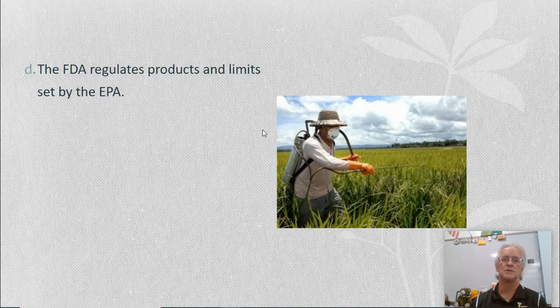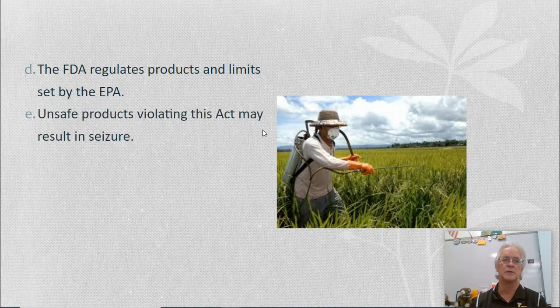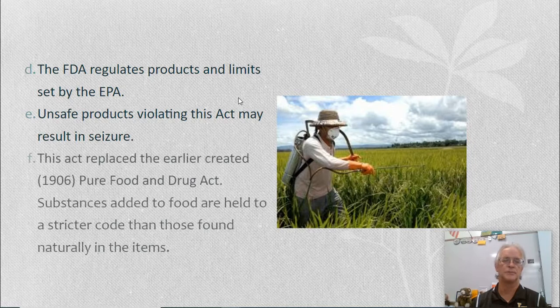The FDA regulates products and limits set by EPA. Unsafe products violating this act may result in seizure. This act replaced the earlier created Pure Food and Drug Act. Substances added to food are held to a stricter code than those found naturally in the items.